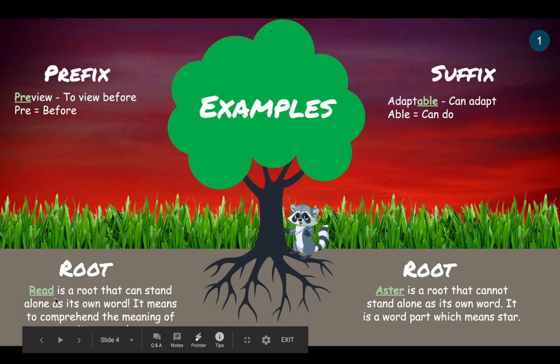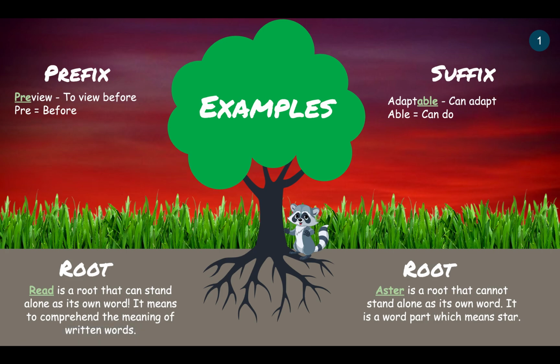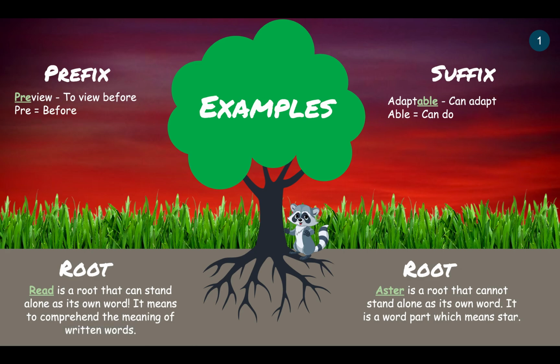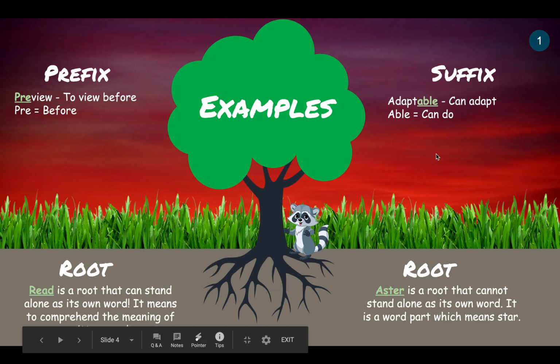The root read is a root that can stand alone and become its own word. It means to comprehend the meaning of words. The root aster is a root that cannot stand alone as its own word. It is a word part which means star, but it needs a prefix or a suffix to make it a full word.